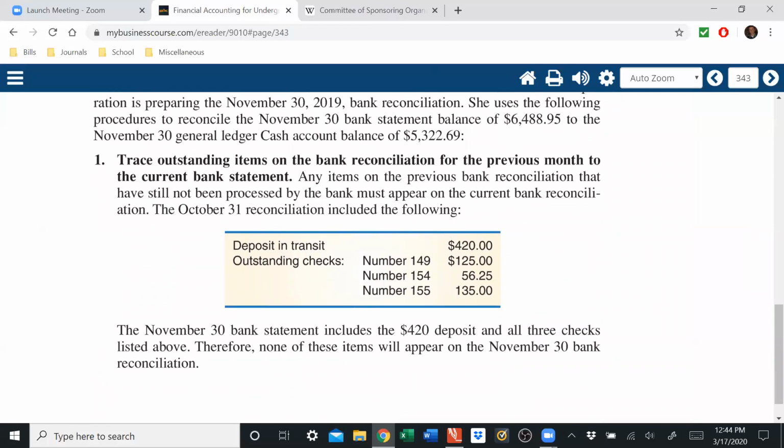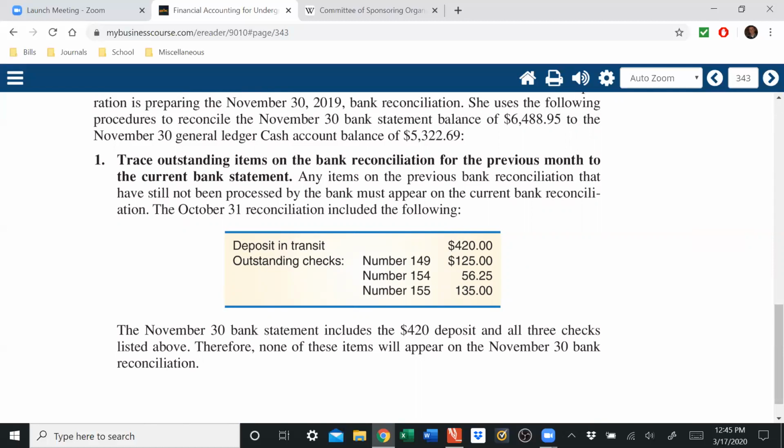Two columns. The first column starts with the unadjusted bank balance, and to that we make adjustments. What adjustments do we make? We're first going to add deposits in transit, then we're going to subtract outstanding checks. So we have to go find out what the deposits in transit are. It says any items on the previous bank reconciliation that have still not been processed by the bank must appear on the current bank reconciliation.